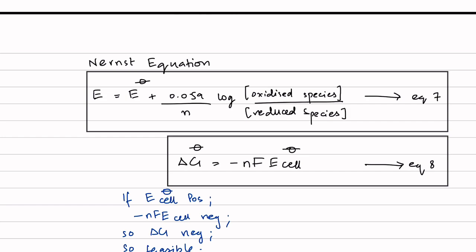The last equation from this chapter is basically calculating the Gibbs free energy. Using the equation, Gibbs free energy is equal to minus Faraday times E cell times n. n means the number of electrons gained or lost, so it means the number of electrons involved in the half equation.